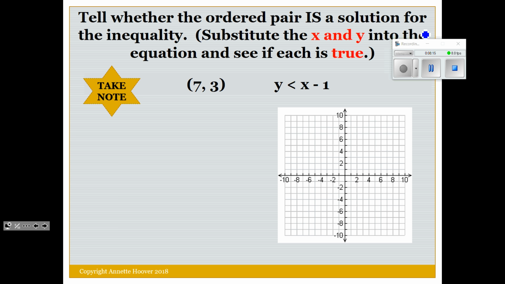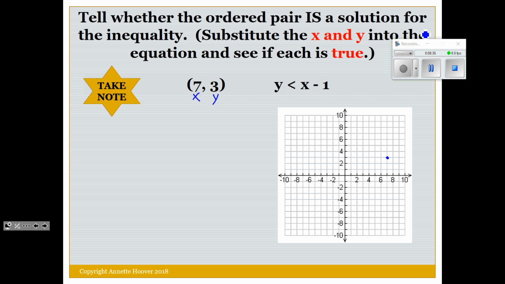So with the ordered pair (7, 3), which is right here, once we graph it and shade it, would that be part of the shaded area? Well, we don't have to graph it and shade it to figure that out. All we have to do is plug this 7 in for x and the 3 in for y and see if it is a true statement.